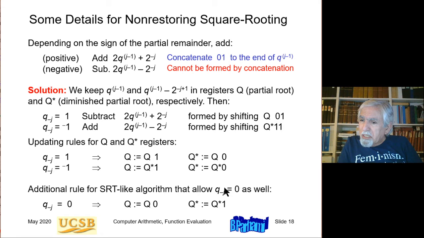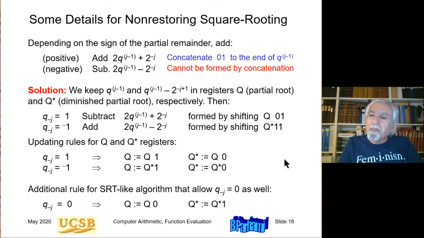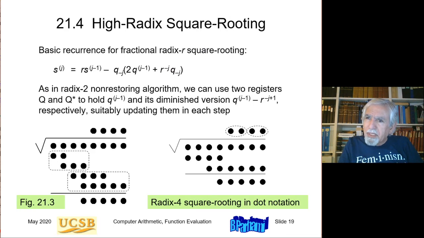So with this trick of using two registers to hold Q and Q star, I can form both of these numbers equally easily without doing arithmetic, by just appending bits. So in this case, I append 1 at the end of the quotient. In this case, I append the 1 to the end of the diminished quotient, which is in a different register. Okay. So this is non-restoring square root.